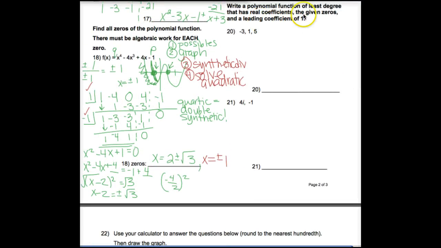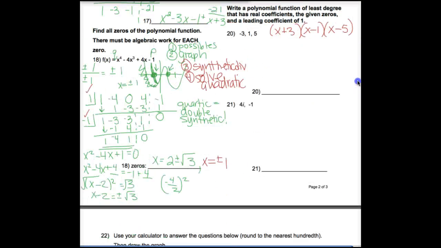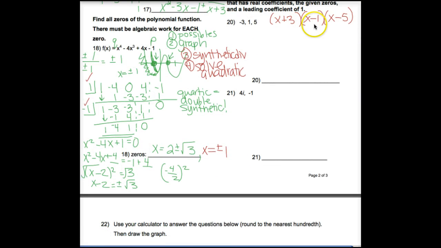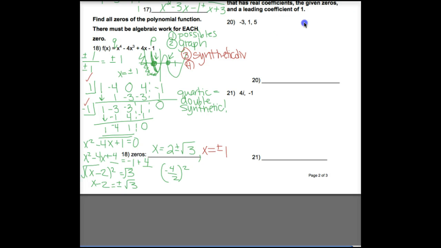Almost there. Write a polynomial function of least degree that has real coefficients, the given zeros, and a leading coefficient of 1. So if negative 3 is a 0, that means x plus 3 is a factor, because minus negatives become pluses. If 1 is a 0, that means x minus 1 is a factor. If 5 is a 0, that means x minus 5 is a factor. So now this turns into the same exact thing that I did way back on page 1 when I cubed something. I need to FOIL these first 2 together first.